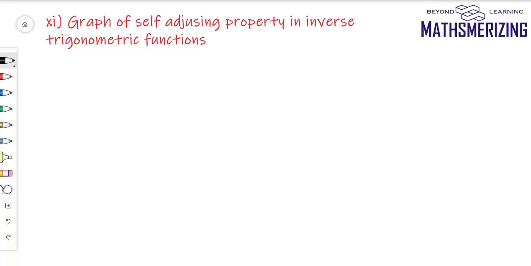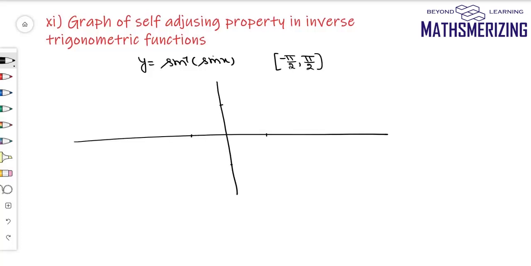So now we can start drawing our graphs. Suppose I have to draw the graph of y equals sine inverse of sin x. Now before I can draw this graph, I must know the principal value range of the sine inverse function. So the principal value range of the sine inverse function is from minus pi by 2 to plus pi by 2. So what I'll do is, I'll draw the axis. So I'll mark these points both on the x-axis and then on the y-axis.